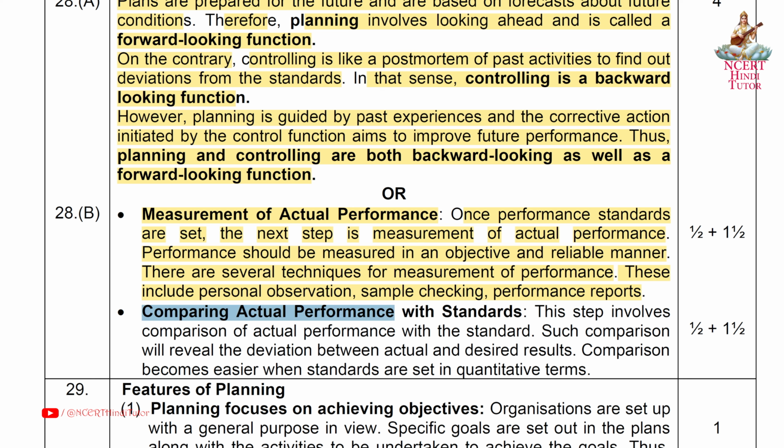Second, comparing actual performance with standards. This step involves comparison of actual performance with the standard. Such comparison will reveal the deviation between actual and desired results. Comparison becomes easier when standards are set in quantitative terms.